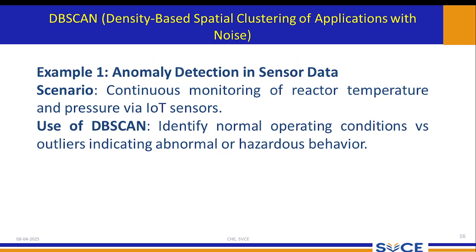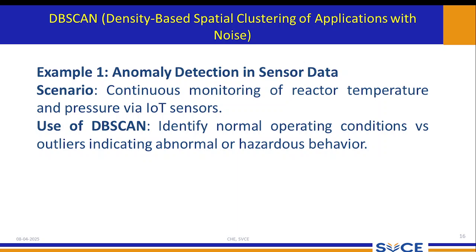And DBSCAN, density based spatial clustering of applications with noise. In that case it is anomaly detection in sensor data: continuous monitoring of reactor temperature and pressure via IoT sensors, identifying the normal operating conditions versus the outliers indicating abnormal or hazardous behavior. So DBSCAN comes under the example for anomaly detection in sensor data.